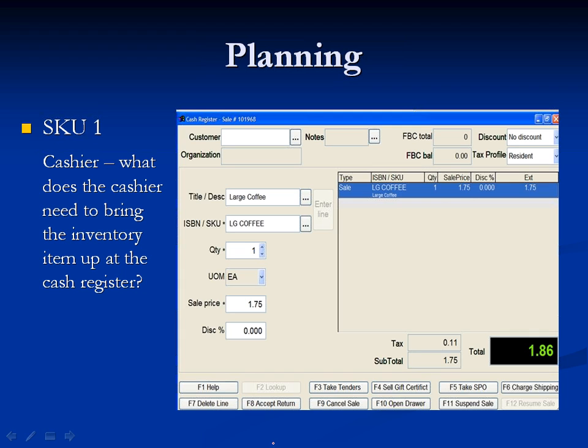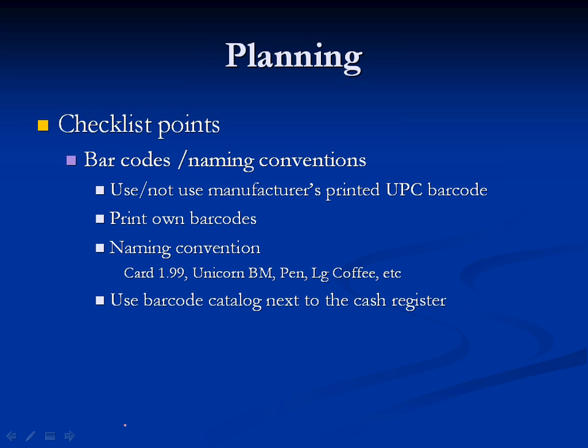When you're deciding what to put in that SKU field, remembering that it needs to be unique, also remember the cashier needs to bring it up at the cash register. If it's a naming convention, it's what they're going to type in here. If you are using a barcode, not so much of a problem, but it might be. So when you think about that as you're entering it in, the cashier's got to have a way of selling it at the cash register. So that brings up this next point, which is the barcodes.